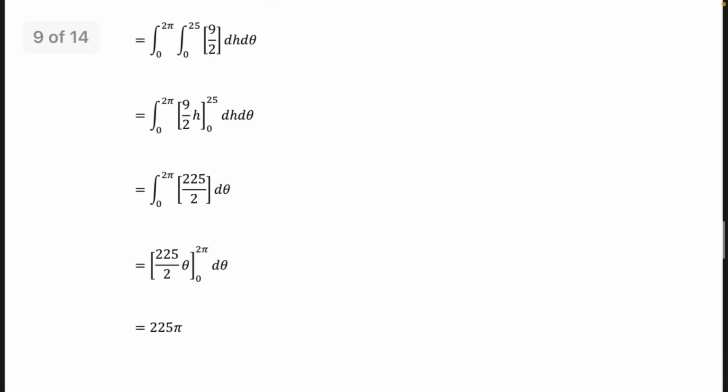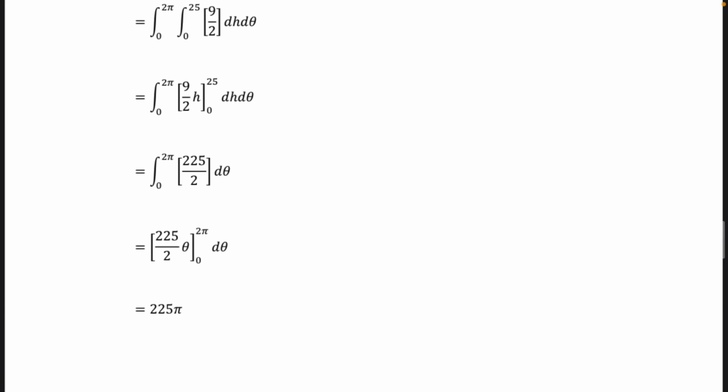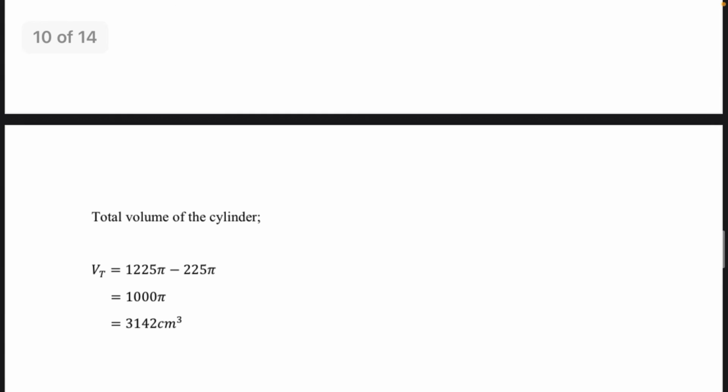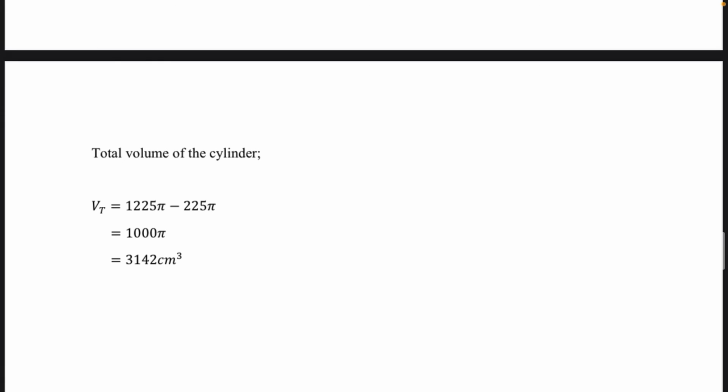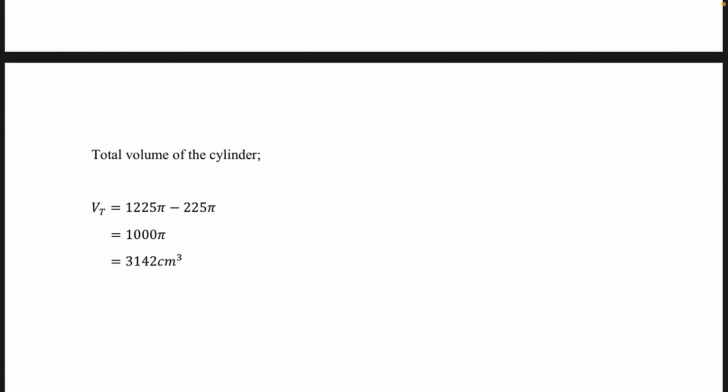Okay, for the inner part of the cylinder it is the same also. We calculate and then we get 225 pi. So the total volume of the cylinder is 1225 pi minus 225 pi equals 1000 pi. We calculate it and it gives the same as 3142 centimeter cube. So between the conventional method and the integral method, the answers are the same, which means both methods can be used.